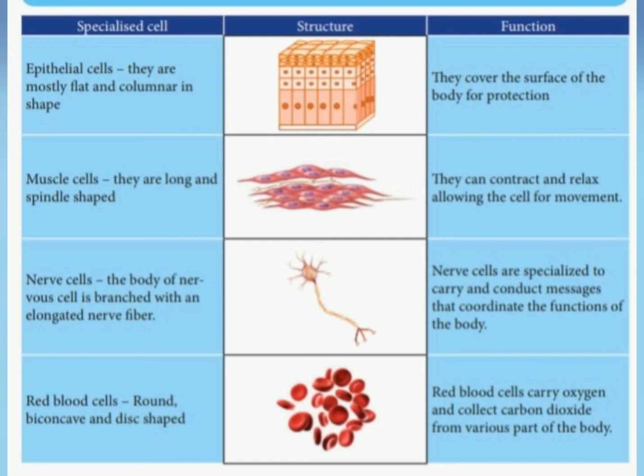The next cell is red blood cells. Red blood cells are round, biconcave and disc shaped. What is the function of red blood cells? Red blood cells carry oxygen and collect carbon dioxide from various parts of the body.